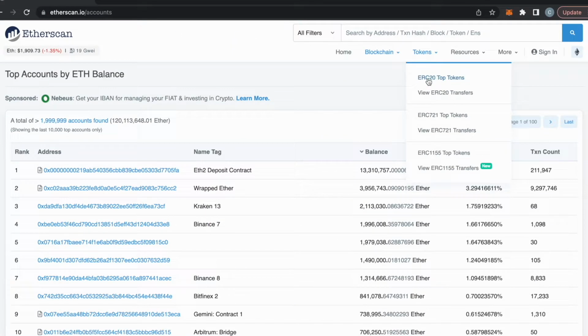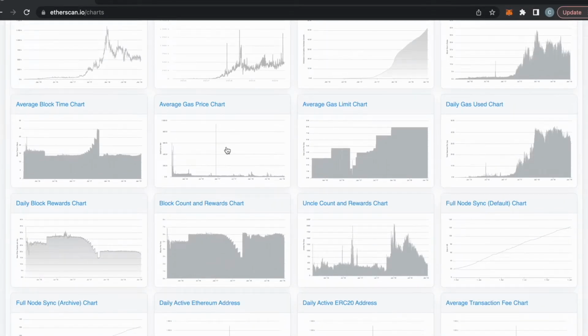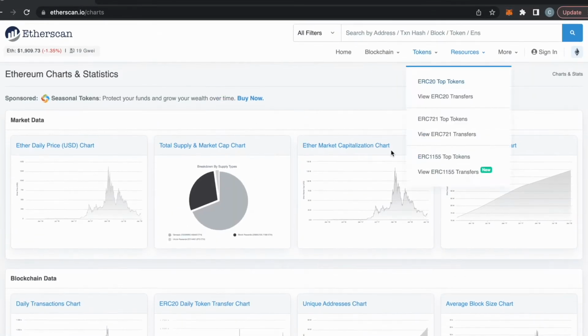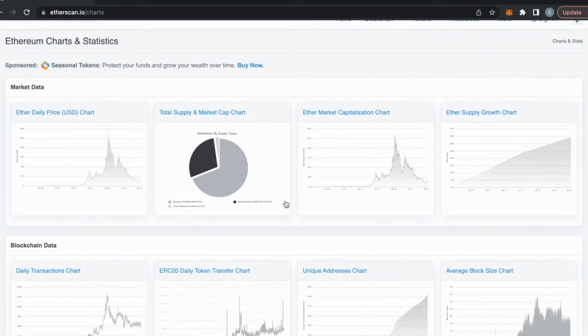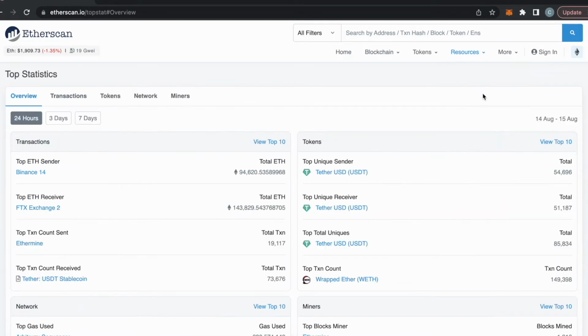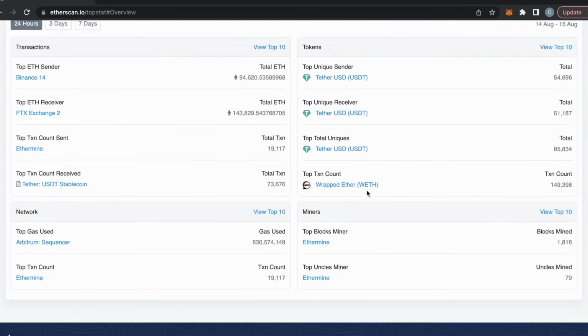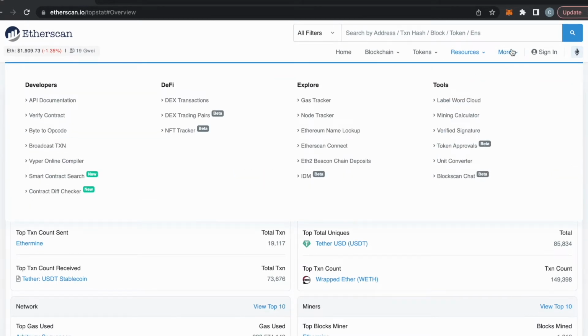You could see, like I showed you guys before, some tokens. You could see the transfers, ERC-721 transfers, ERC-1155 transfers. We have some charts and stats right here that you could look at, which is really cool, like daily active Ethereum addresses. I think that's pretty cool, right before the merge. Top statistics, some pretty cool stuff. Ethereum directory, and then you have more.